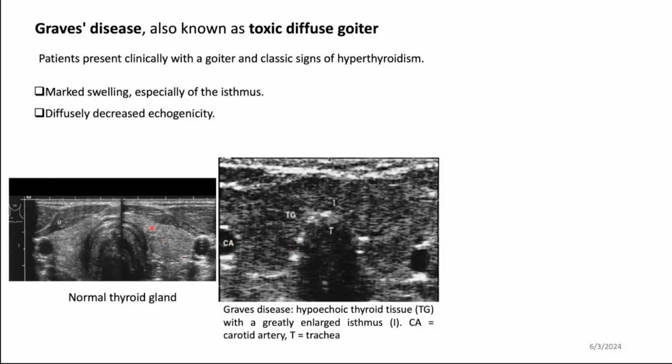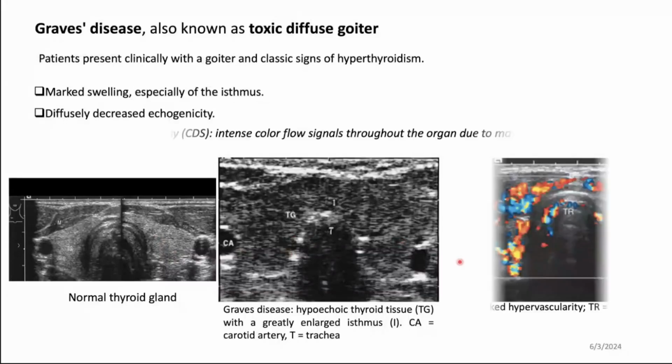Okay, so this is the normal thyroid gland. We have the left lobe here, the right lobe here, and the isthmus connecting the two. But compared to a Graves' disease thyroid gland, that looks very decreased, much darker than the normal thyroid gland. So this is an example of Graves' disease.